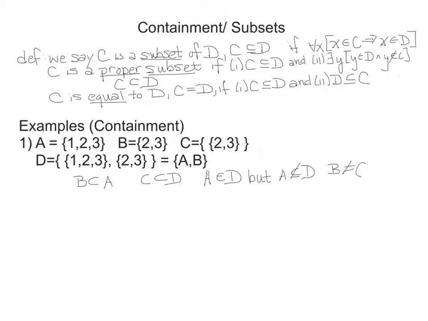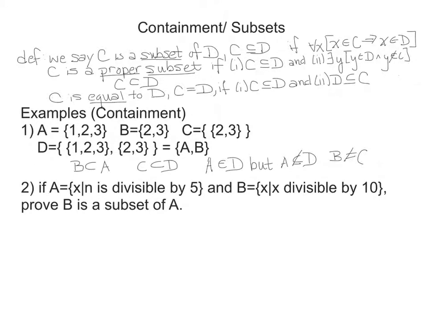And last, we have B is not equal to C because B has the elements 2 and 3, neither of which is in C, and C has the set {2, 3}, which is not in B. B contains these single integers, C contains sets.